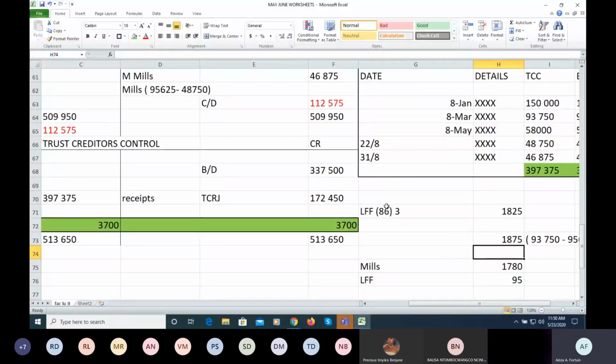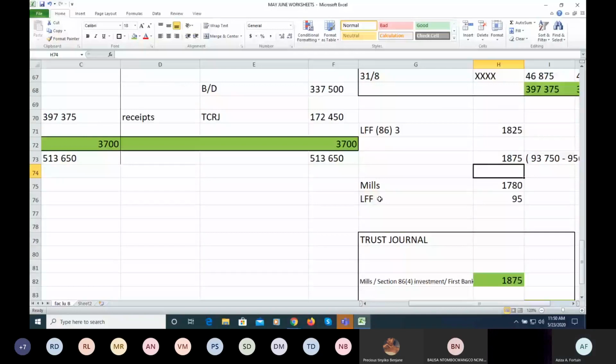Okay. Let's try the next example and let's just see. Okay, now I want you now to do the trust creditors account.